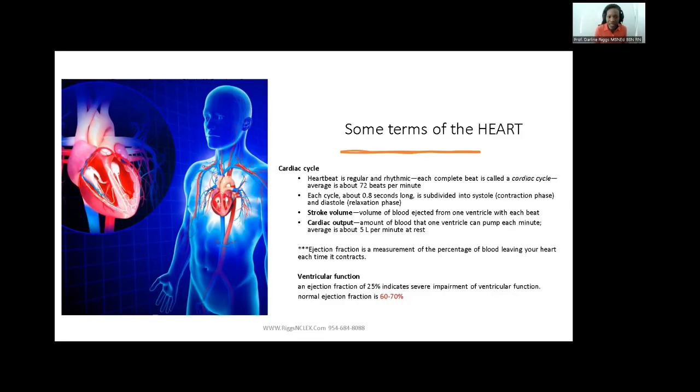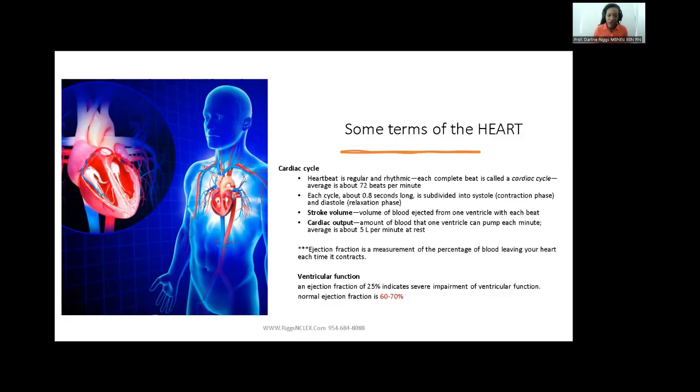The stroke volume is the volume of blood ejected from one ventricle with every contraction, with every beat. That's the volume. Volume is fluid, right? And cardiac output is the amount of blood that one ventricle can pump each minute. And it's a lot, folks. It's 5 liters per minute, which is a lot. And that's just with you not even going up the stairs. Okay, that's a lot.